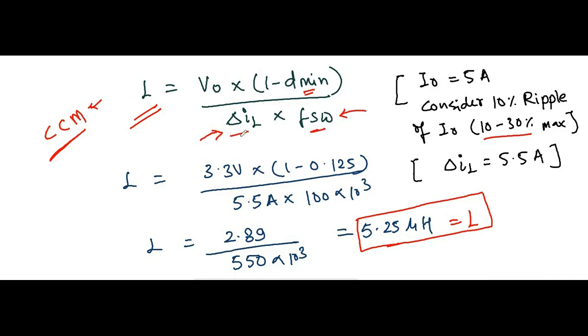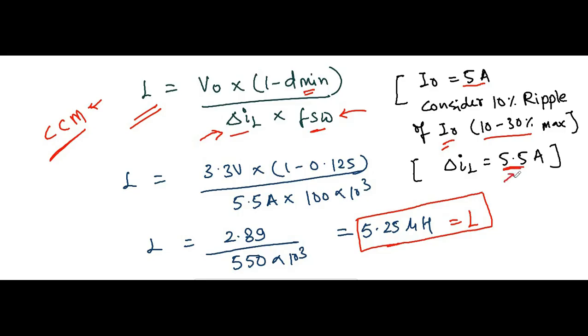Now how do you calculate the value of delta IL? My Io, the output current, is 5 ampere, and I'm considering 10% ripple current. So my delta IL is 5.5 ampere. You can consider the ripple current value from 10 to 30% of your Io. But for this calculation, to reduce the stress on the components, I'm using 10% of my Io.